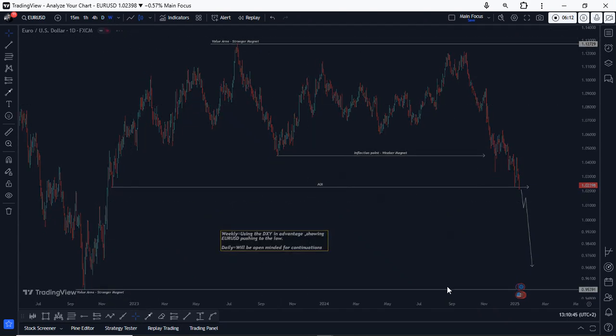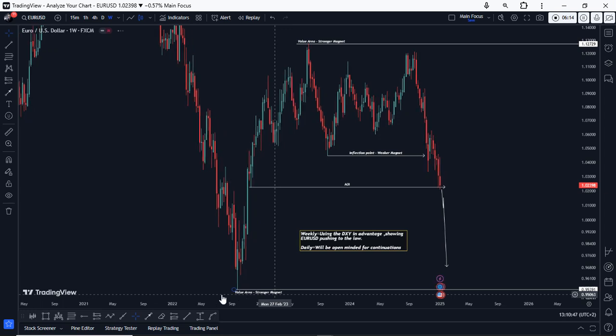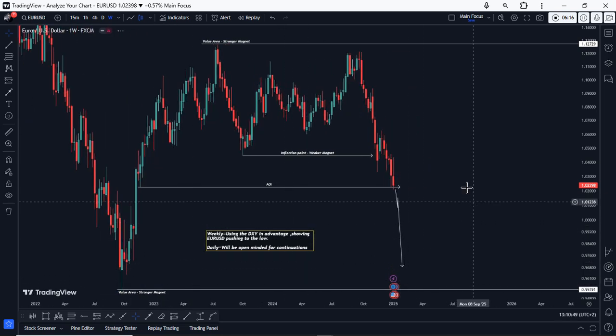let me move on to the weekly first. Onto the weekly, using the DXY in advantage, showing euro dollar pushing towards the low. So as you can see, this bearish momentum is too powerful. It's too powerful. So there isn't any indication for price rejecting.